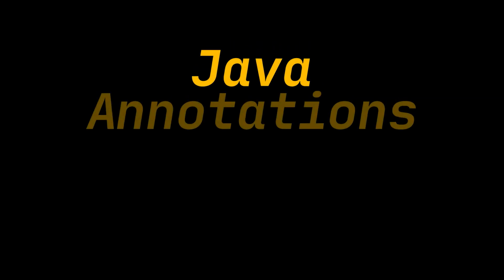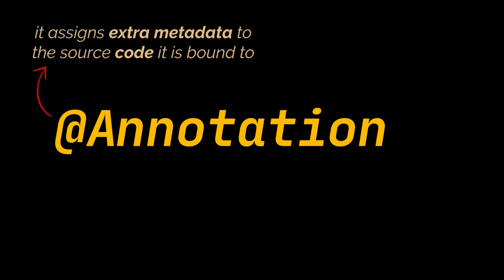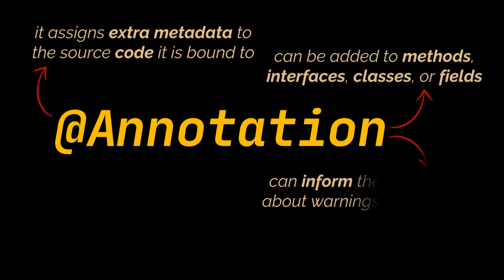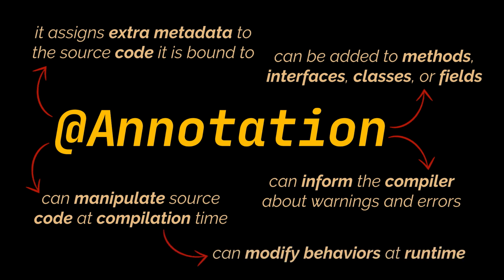Since Java 5, annotations have shaped the way we design our applications. And simply put, an annotation is a Java type preceded by the @ symbol. Basically, it assigns extra metadata to the source code it is bound to. By adding an annotation to a method, interface, class, or field, we can inform the compiler about warnings and errors, manipulate source code at compilation time, or modify a certain behavior at runtime.